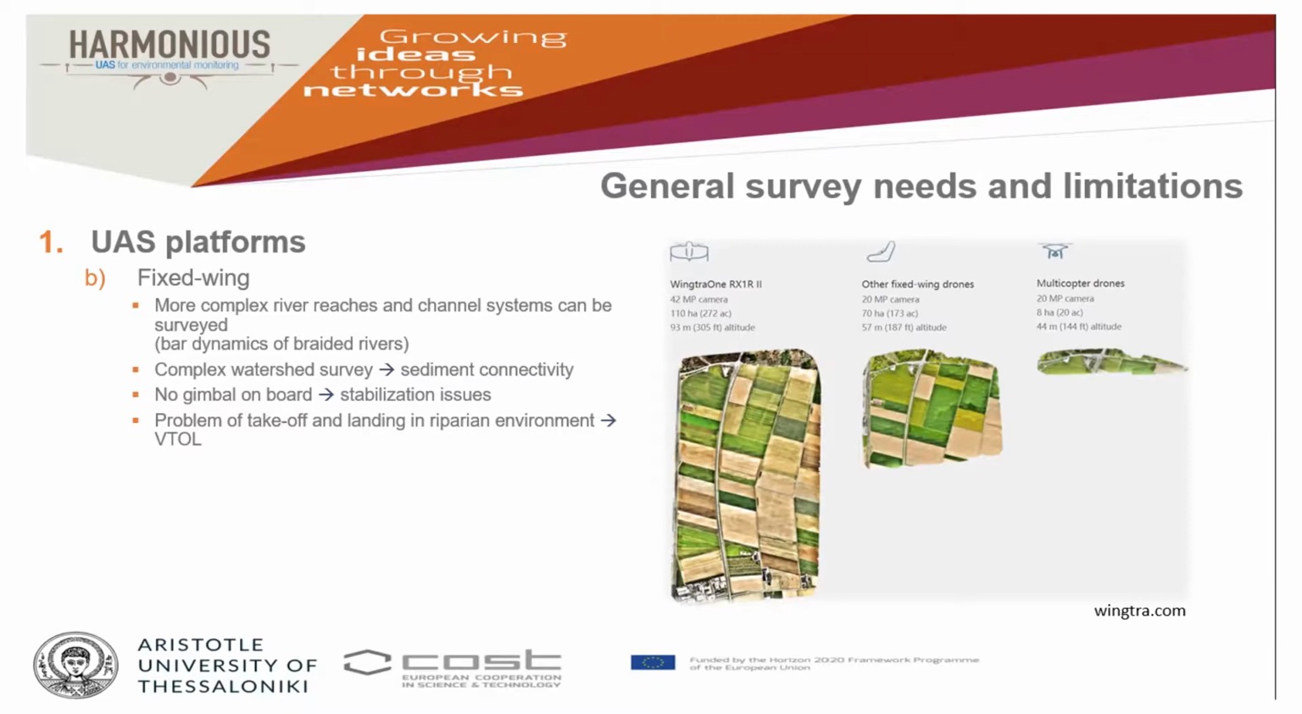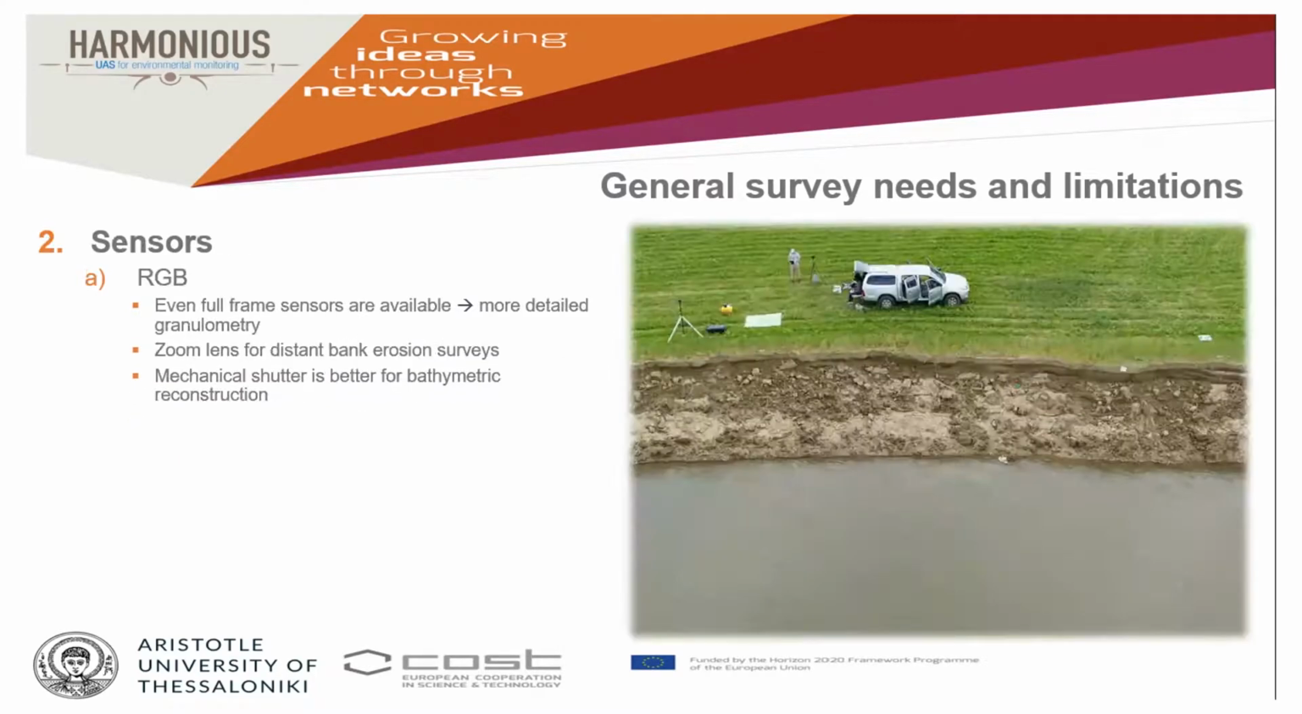So now the so-called VTOL type of fixed wing drones, as a combination of the rotor type of drones and the fixed wing drones, can take off from one point and then start flying in a fixed wing mode.